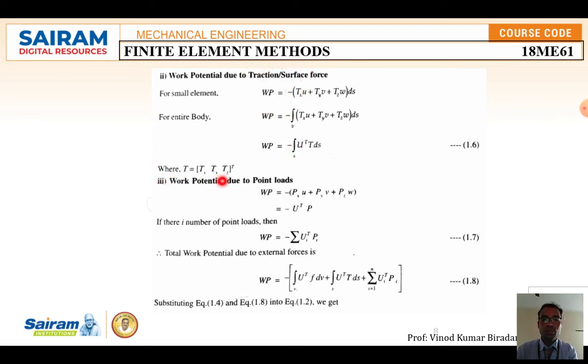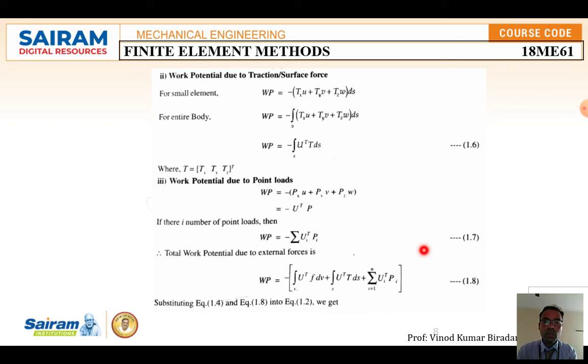Similarly, you calculate the work potential due to point load. Here three forces are acting, that is minus of (P_x u plus P_y v plus P_z w). So u means displacement along x, v means displacement along y, and w means displacement along the z direction. Again, to modify this, the work potential is equal to minus U of t transpose P. If n number of forces are acting on that particular element, then the modified equation is: the work potential W_p is equal to minus the summation of u_i transpose P_i. Give this equation number 3.